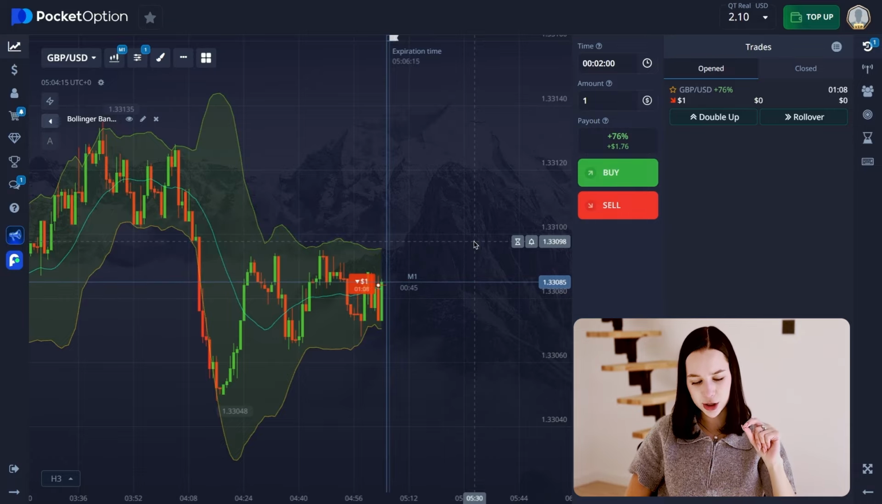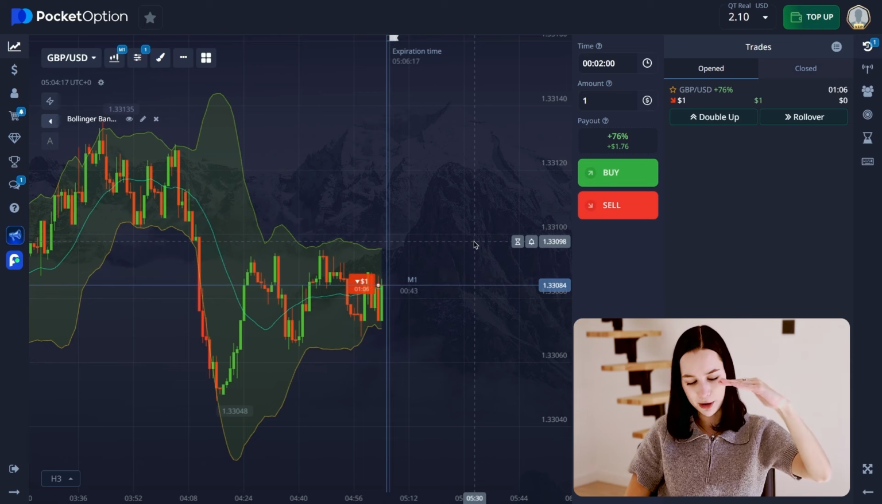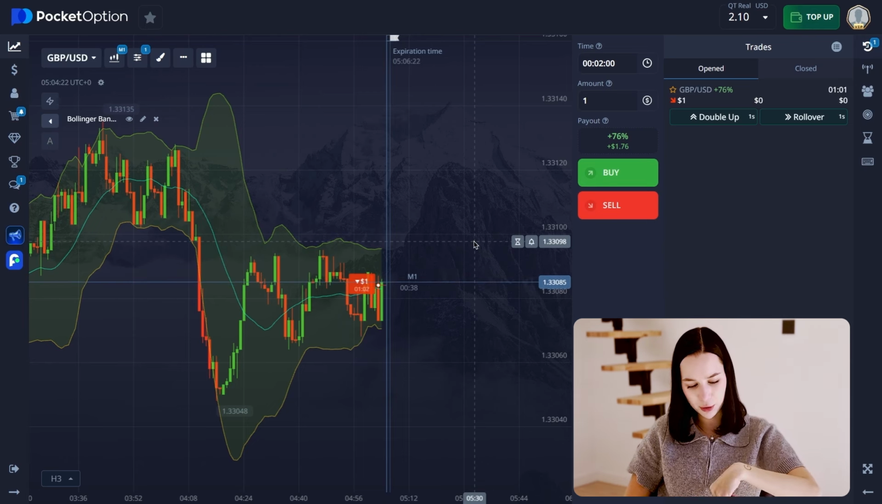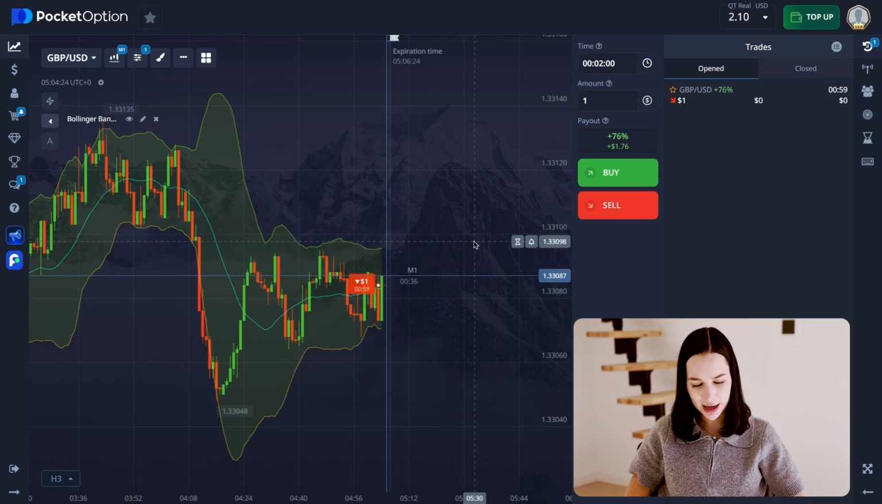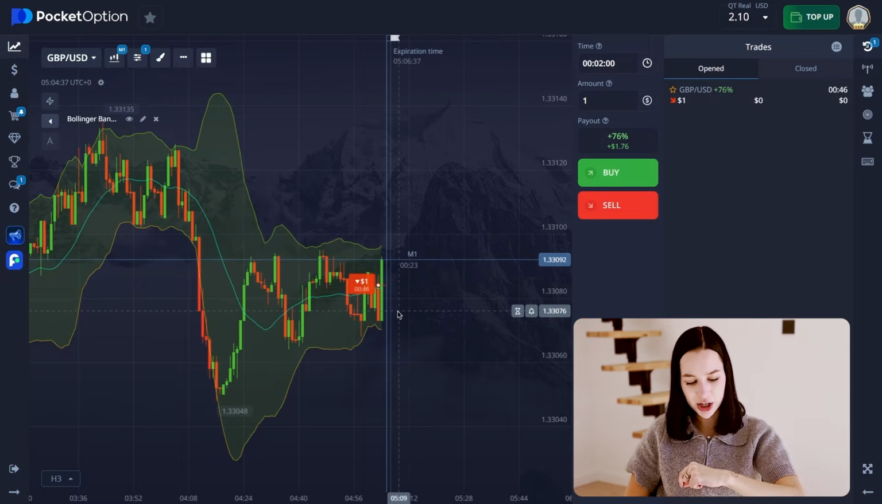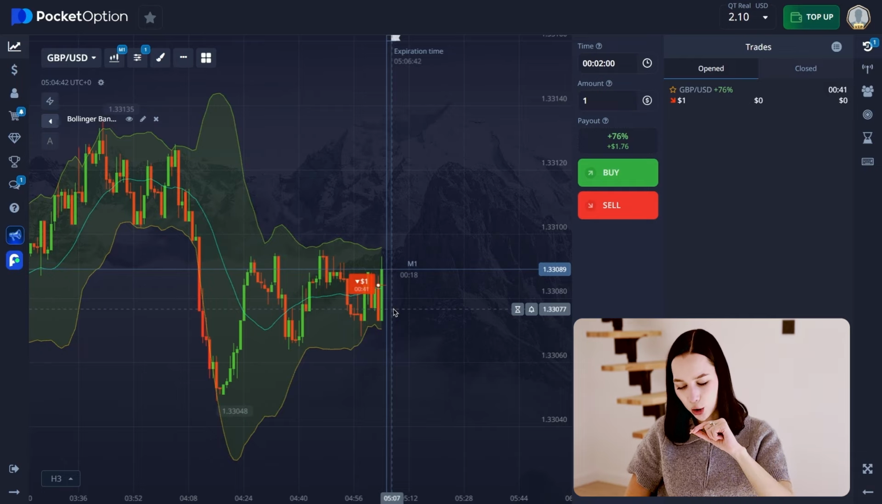Also, after touching the lower band, price pulled back to the middle band. So the correction was weak and candles started showing rejection from the midline. So it means the pullback is likely ending, and this creates a continuation setup. Pull back to mid band, then rejection, then continuation to the lower band.